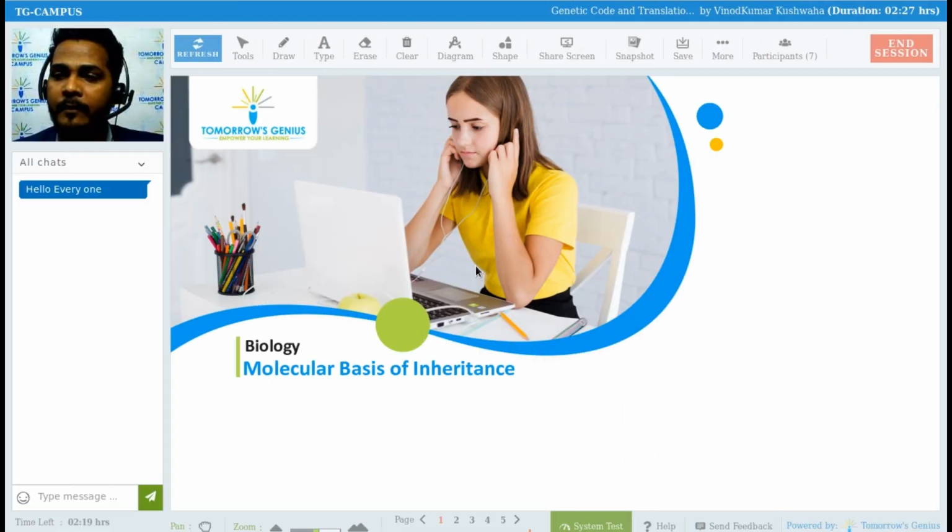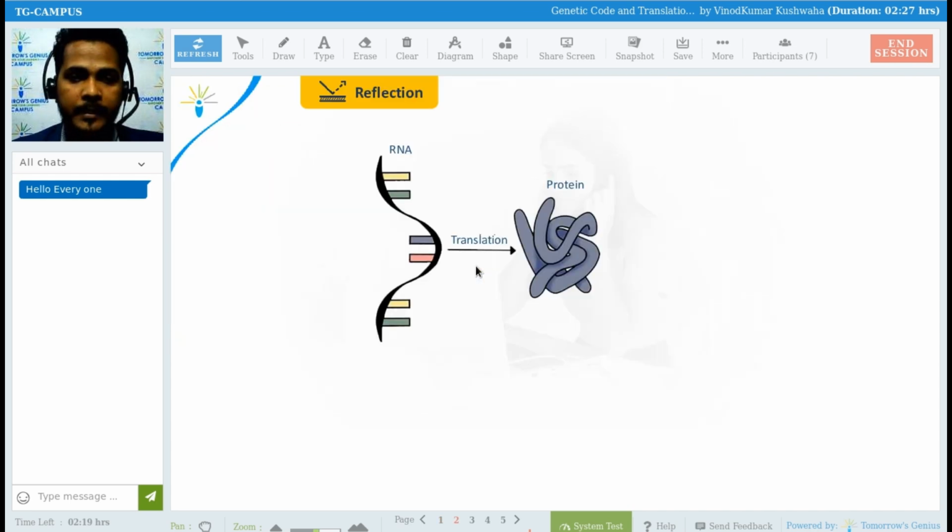So today we are going to start with translation and genetic code. Okay. Now, let's begin with it. In the last session we already studied how DNA is transcribed into RNA, that is simply called mRNA, messenger RNA, right? So today we will focus on how this RNA is translated to form proteins.